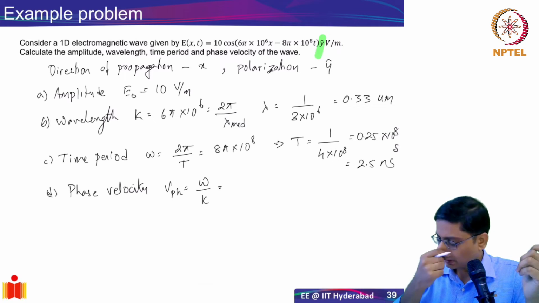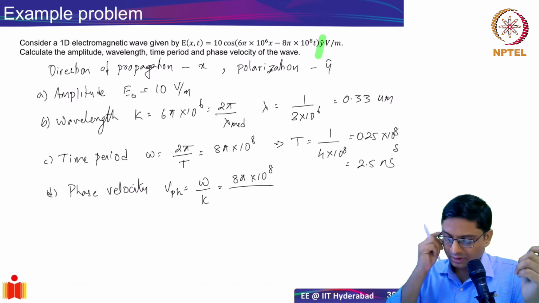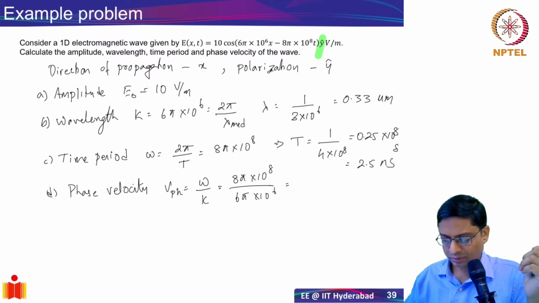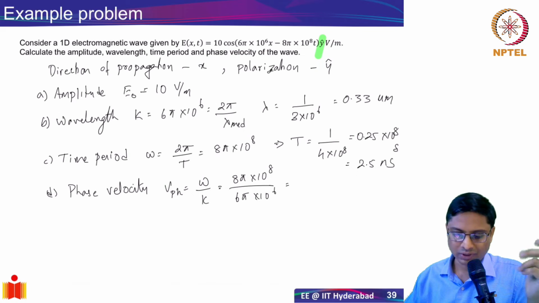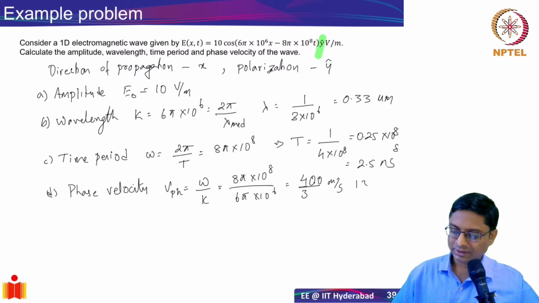In this case, my omega is 8 pi into 10 power 8 divided by the k, which is 6 pi into 10 power 6. So that turns out to be 2 into 10 power 2, 200, right? Am I right? Oh, no, not 200. This is 4 by 3 into 100. So 400 by 3 meters per second. So 133 meters per second.